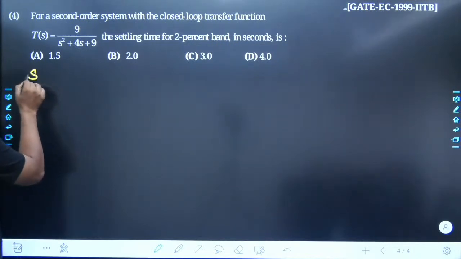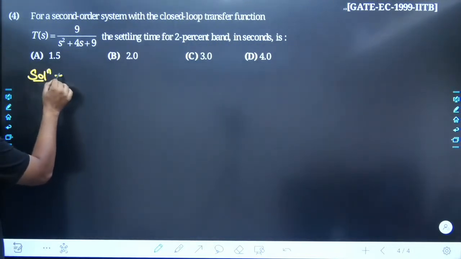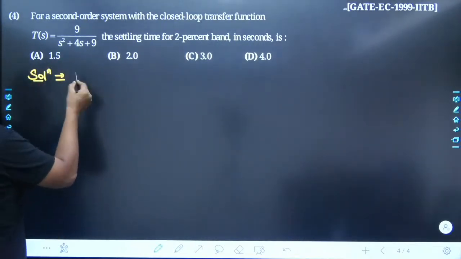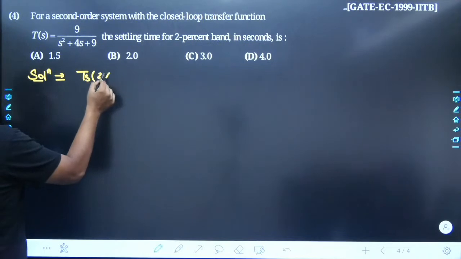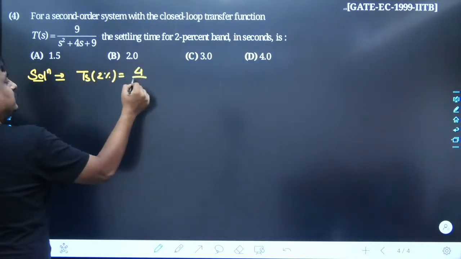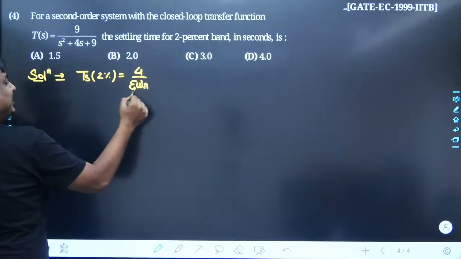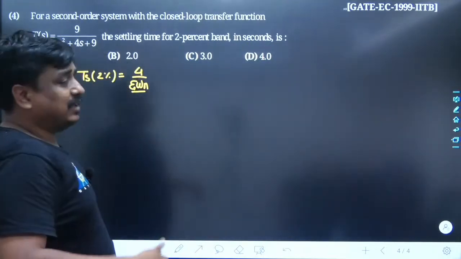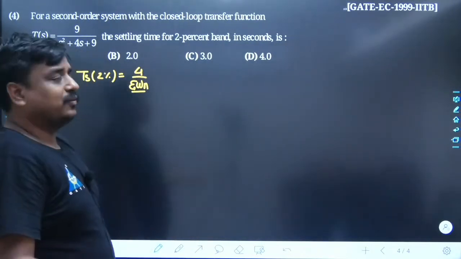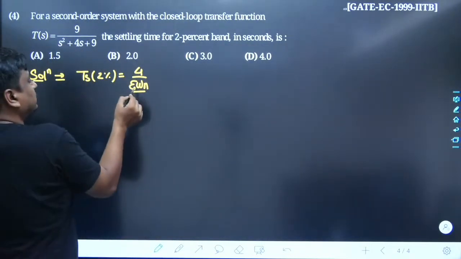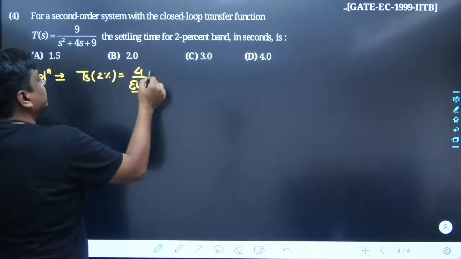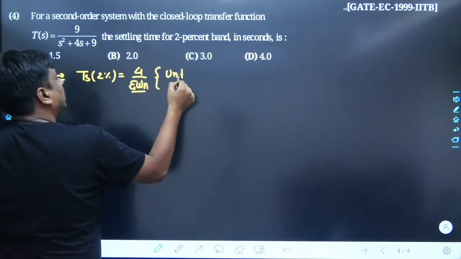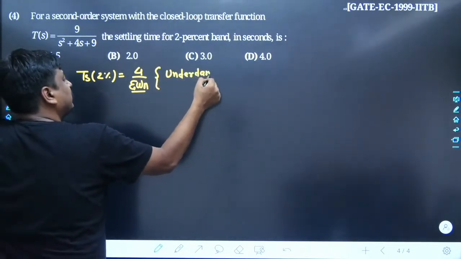So once you read this problem carefully, you start with zeta times omega n, because the settling time with a 2% error band is defined as 4 divided by zeta omega n. I am not going into the detailed derivation, because that is not required for electrical, electronics or instrumentation, even if you take the reference of GATE or ESE. 4 divided by zeta omega n is true only and only when the system is an underdamped system. Obviously, the system is underdamped.